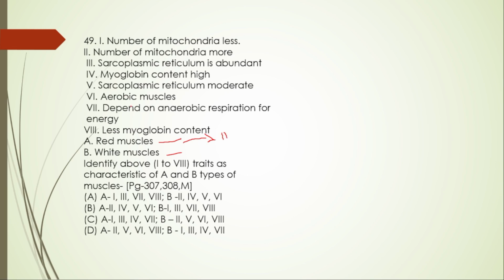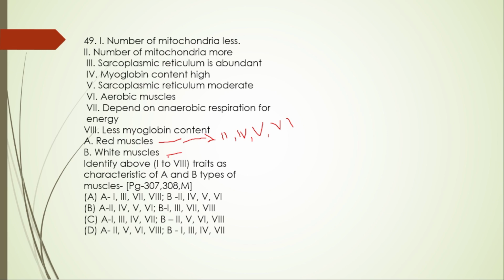And if I am talking about myoglobin content, it is high here. So for this, fourth one is also included in the red muscle. Next, sarcoplasmic reticulum moderate, fifth one is also included in the red muscles only. And what about 6? Aerobic muscle. Yes, the sixth is also in red muscles.